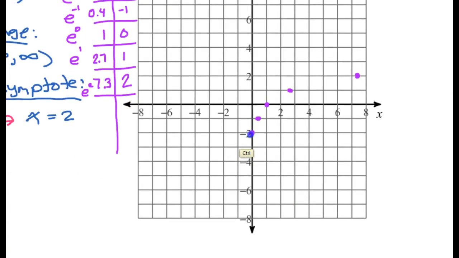So let's see. All right, so that's going to be here. Then the next one is about here. And the next one is here. All right, the next one is about here. Okay, and the last one, let's see, 1, 2, 3, 4, 5, 6. 1, 2, 3. So it's about here.